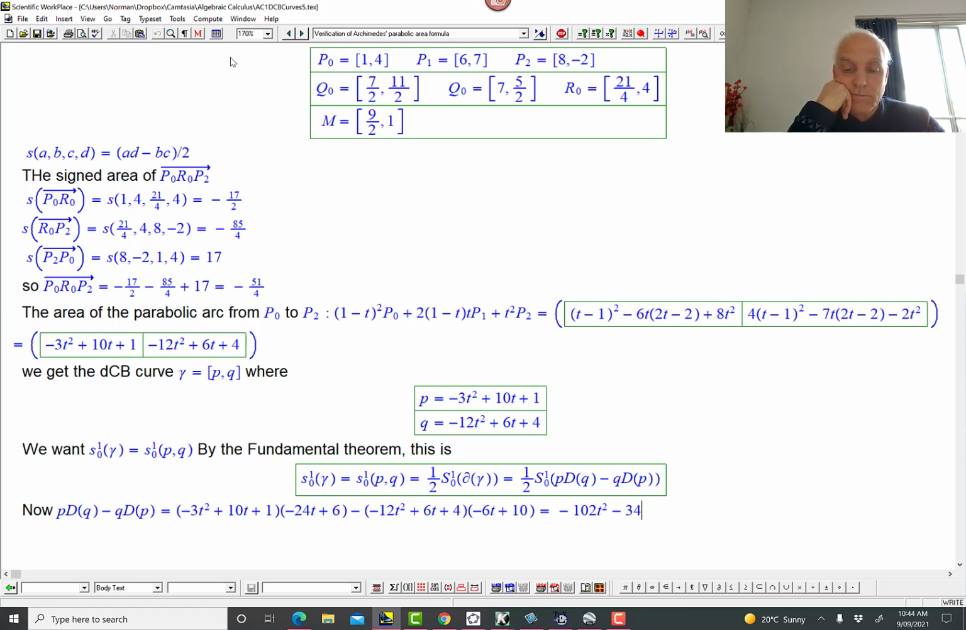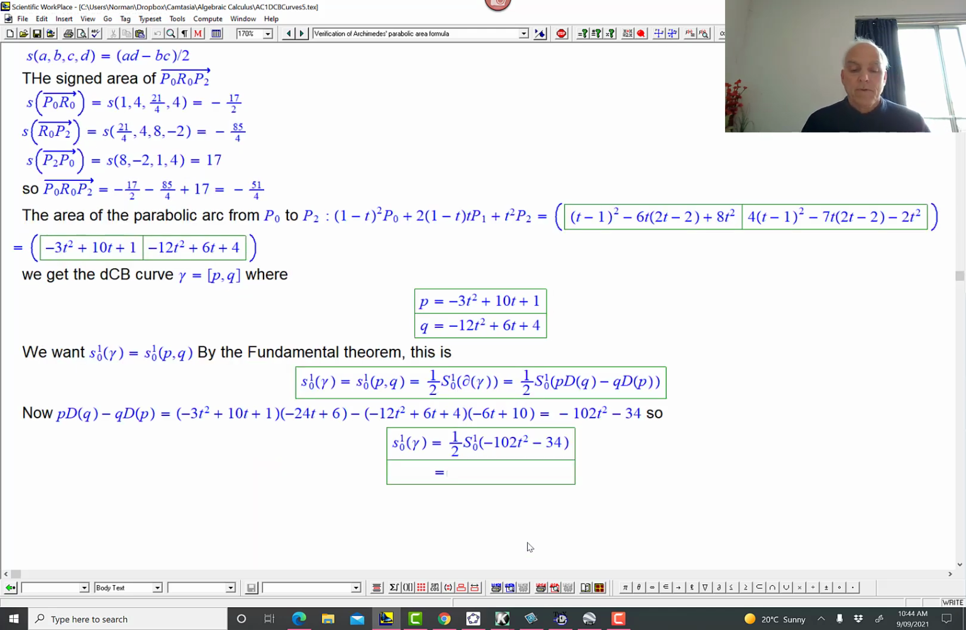Turns out not to have a linear term, but that's no problem. Okay, so now we can compute S of this thing here. What's the formula? It's 1/2 of this Faulhaber integral from 0 to 1 of this quantity which we have just calculated.